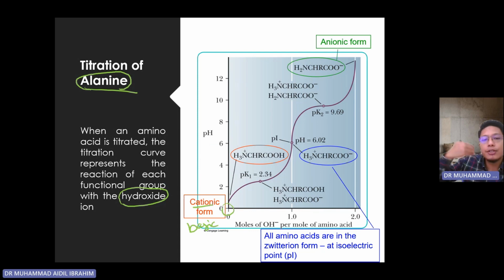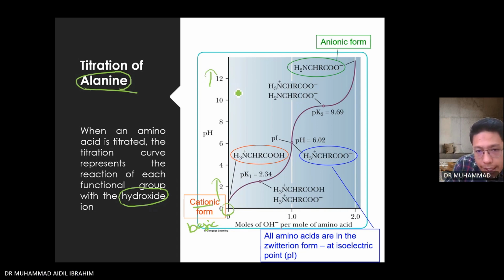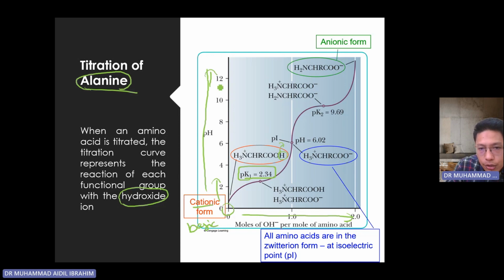Okay, as the researcher adds a higher concentration of hydroxide ion, the pH starts to increase and move towards the basic pH range. As the hydroxide ion is added, all the positively charged amino acid is starting to be deprotonated here. All these hydrogens will be deprotonated to become Zwitter ion. So in this area, the more hydroxide ion is introduced, the higher the pH goes, the higher the degree of deprotonation of the amino acids.